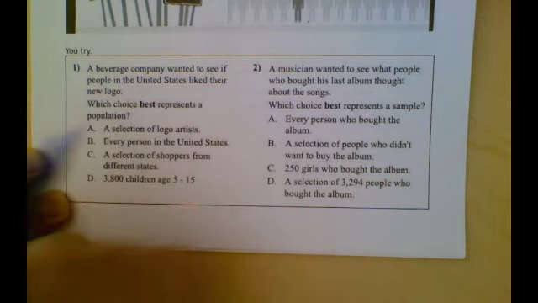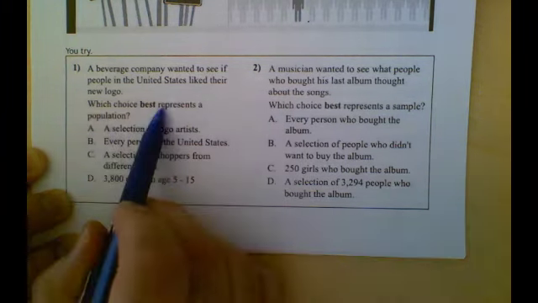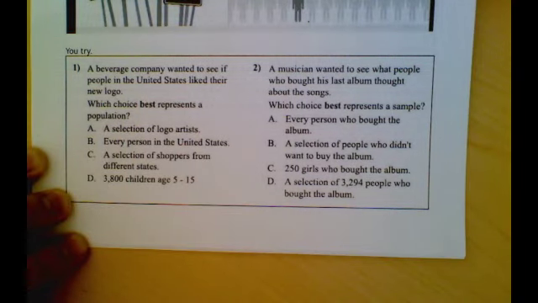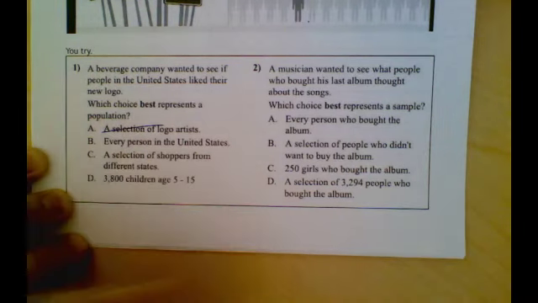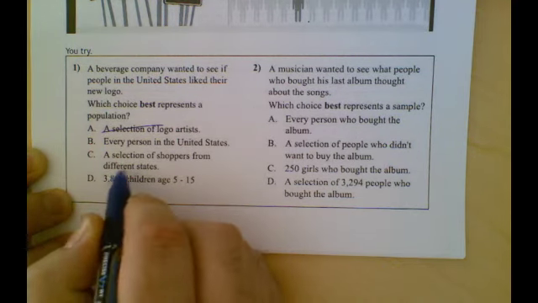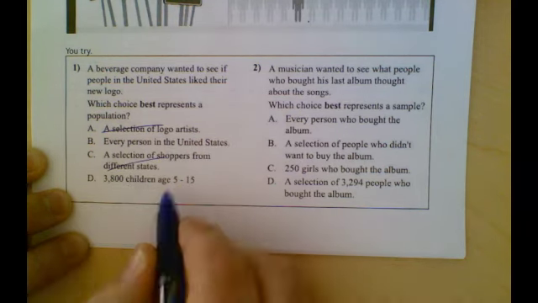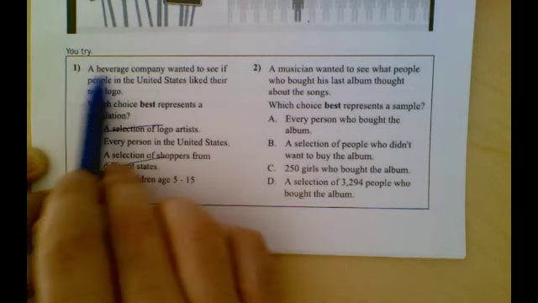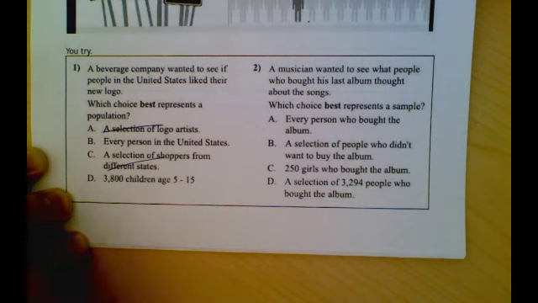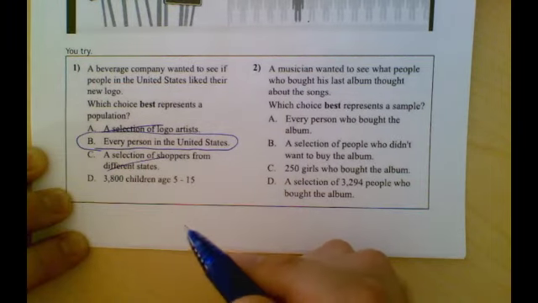It says, in number 1, a beverage company wanted to see if people in the US liked their new logo. And we have to circle the choice that best represents the population. So we wouldn't choose this one because this is just a selection of logo artists. We wouldn't select this one because this is a selection of shoppers. 3,800 children between the ages of 5 and 15. That group wouldn't really be able to tell us what all the people in the US were thinking. And so the best example of a population is right here, every person in the United States.